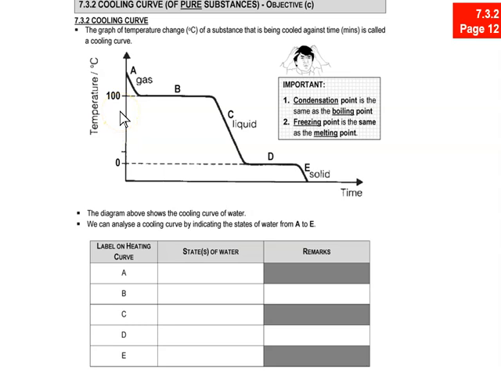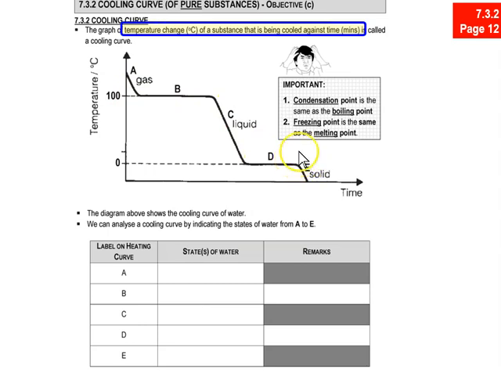The cooling curve basically shows you a graph where we are looking at the temperature change of a substance against time. This temperature change is not an increase in temperature, which is your heating curve. This temperature change is basically a decrease in temperature, and that's why it's called your cooling curve.